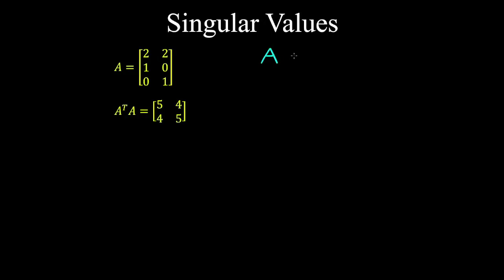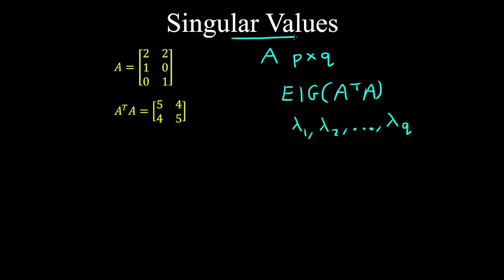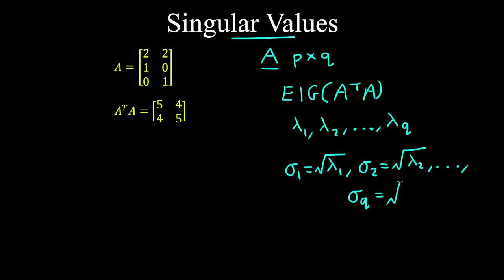Given a matrix A with P rows and Q columns, if the eigenvalues of A transpose A are denoted lambda 1 to lambda q, then the singular values of A are denoted sigma 1 being equal to root lambda 1, sigma 2 is equal to root lambda 2, up to sigma q being equal to root lambda q.